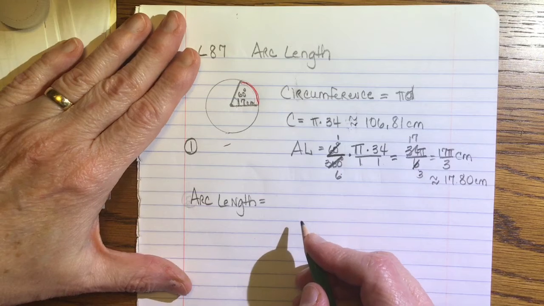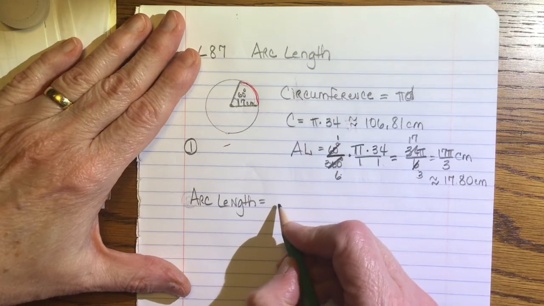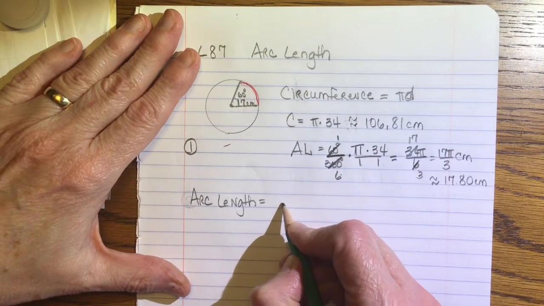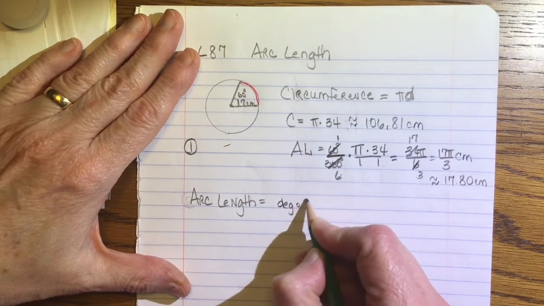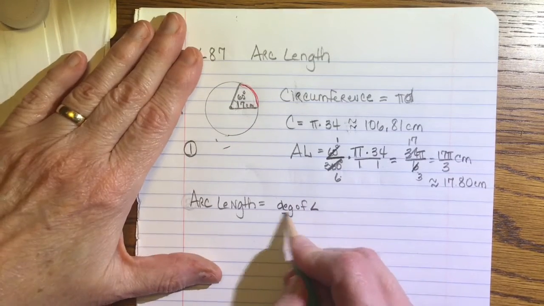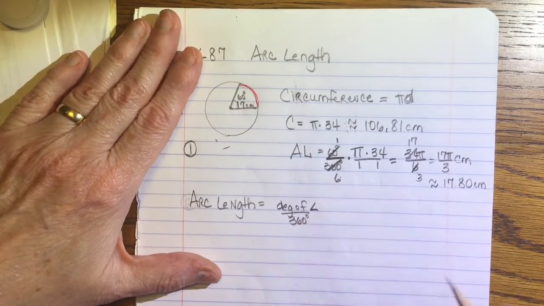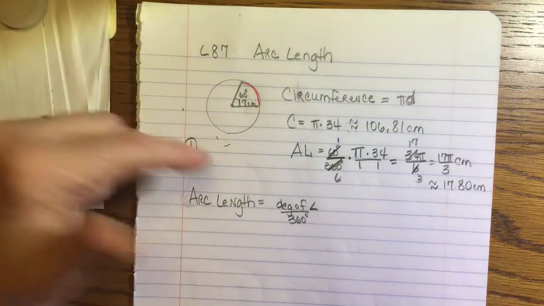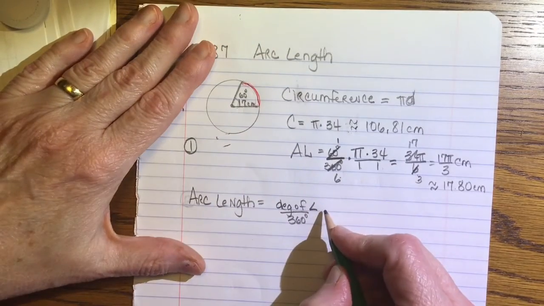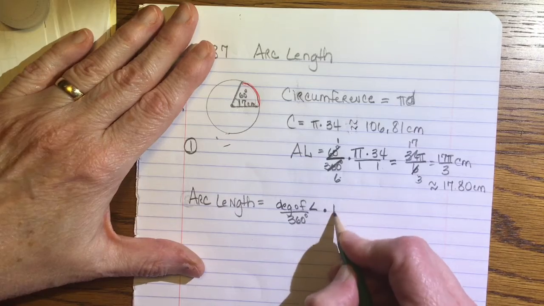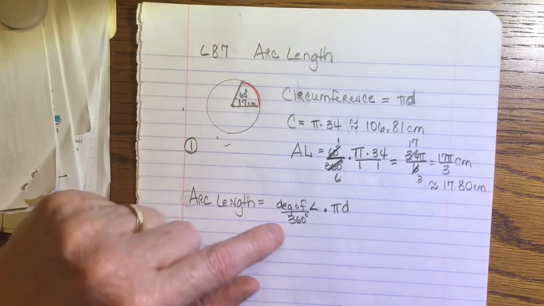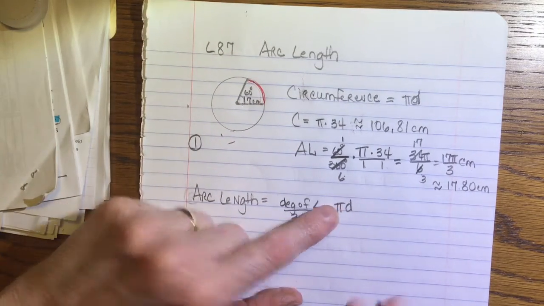So the arc length is equal to the degree of angle, which in this case was 60 degrees, over 360. Now, why do we use 360? Because that's how many degrees are around the whole circle. And then times pi times d. So you're taking a part of the circumference.